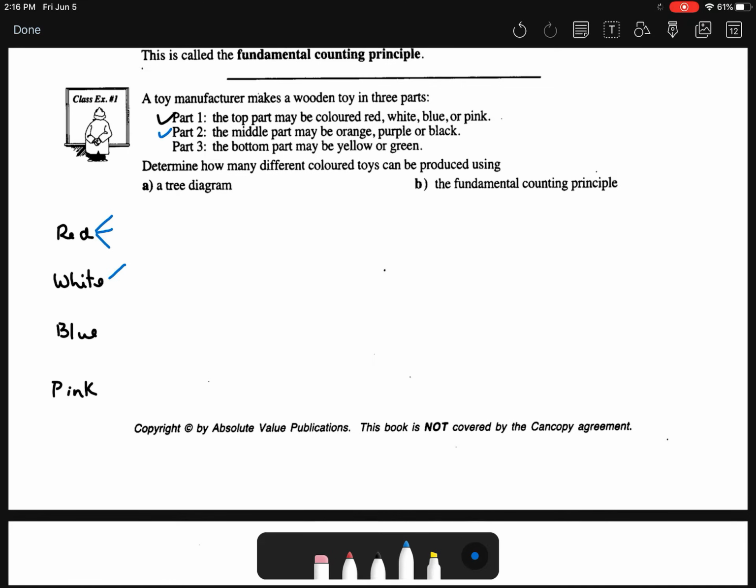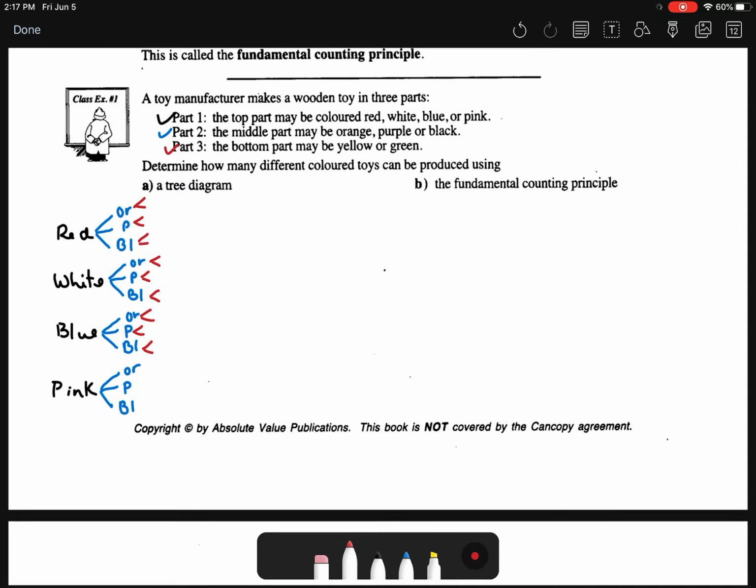Okay, so I can have 3 choices now for each of those original choices depending on what I selected. So for each of those I can have orange, purple, or black. So I'll just do that: orange, purple, black, orange, purple, black, orange, purple, and black. And then finally, part 3, which will be done in red, now can be yellow or green. So for each of these choices now, there will be 2 offshoot choices as well, okay?